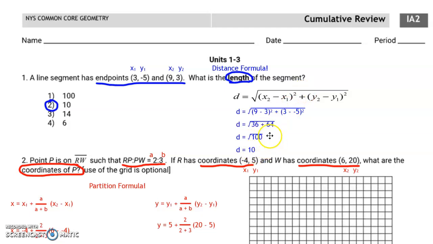A common student misconception would be the square root of 100. Students might say that the answer is square root of 10 because 10 times 10 is equal to 100. But once you do the square root, you do not have to write the square root again. So the square root of 100 is just simply 10.